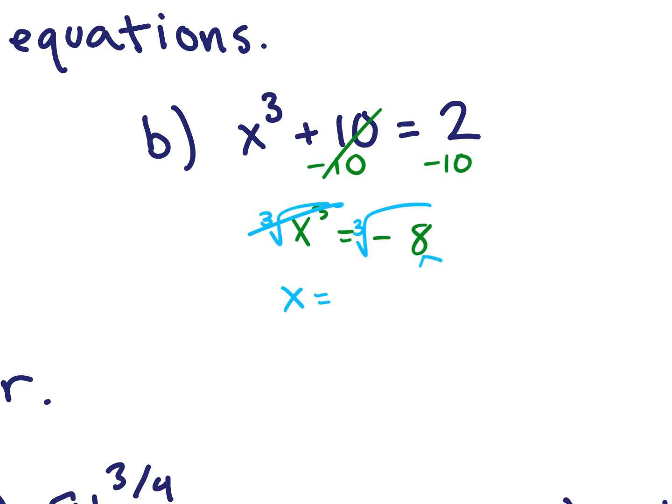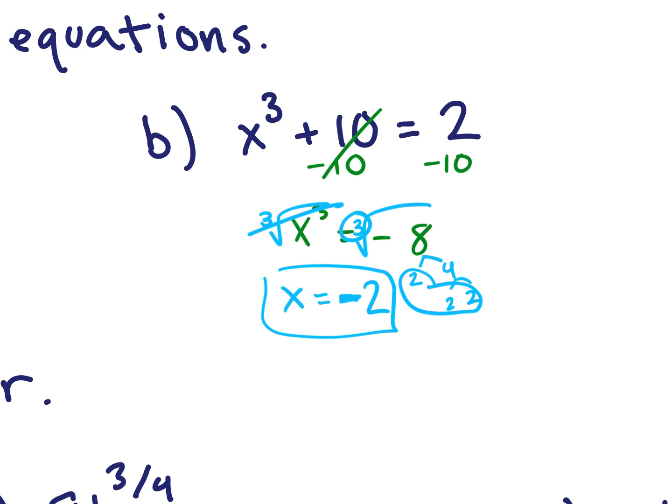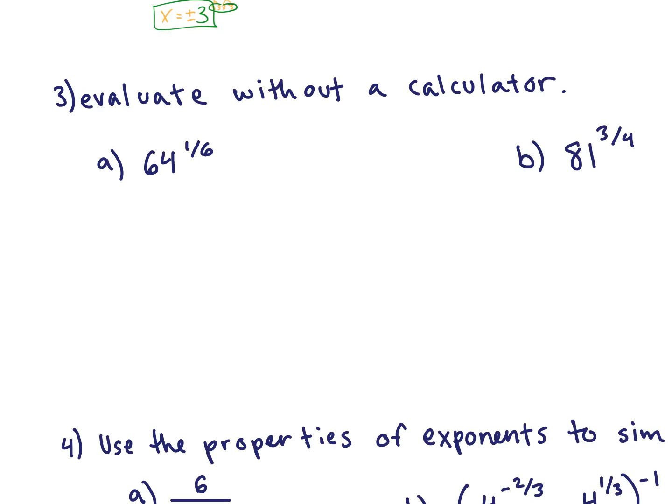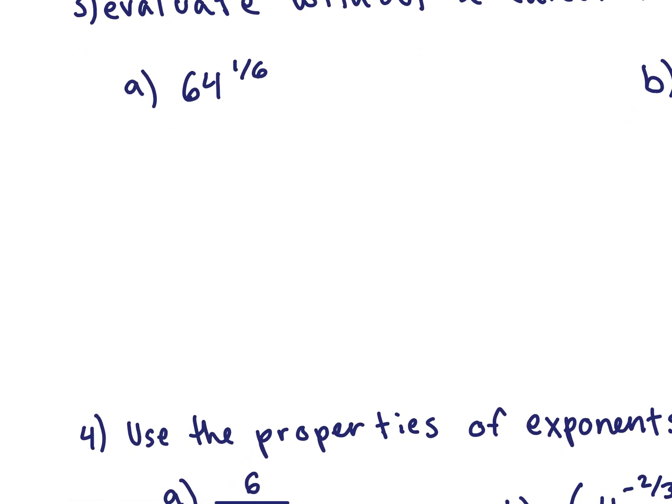So x is equal to, let's find the cubed root of negative 8. What are 2 factors of 8? 2 and 4, and 2 factors of 4. So we circle our group of 3 because our index is 3. So what would our answer be here? Negative 2. Perfect, because it was a negative 8 on the inside. Since it's an odd index, it keeps the same sign as the inside. 3 says evaluate without a calculator. So you will not have a calculator for tomorrow.